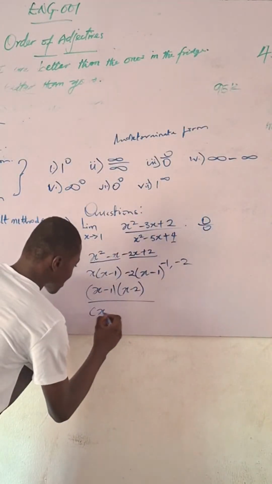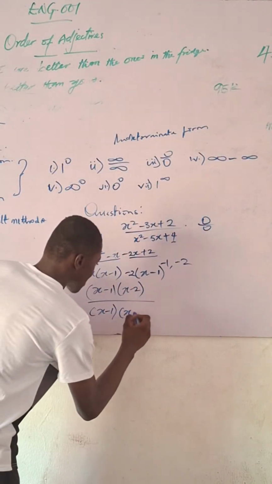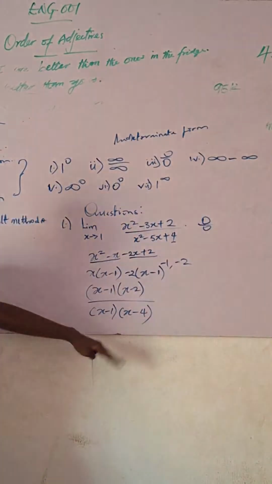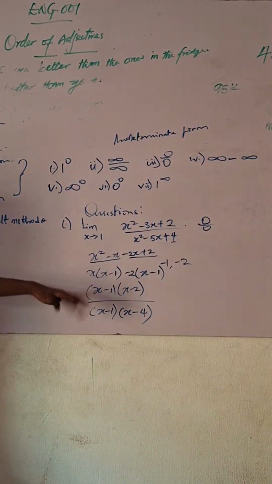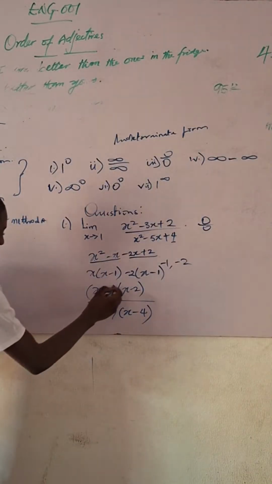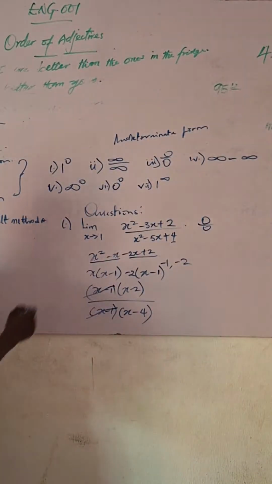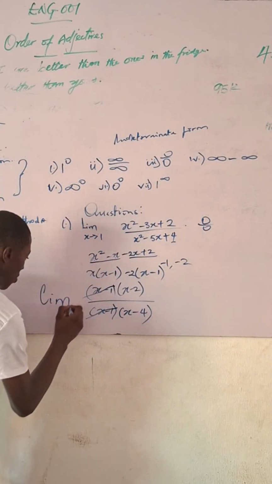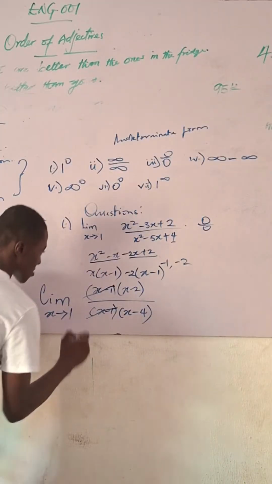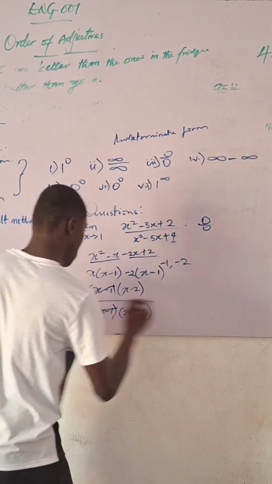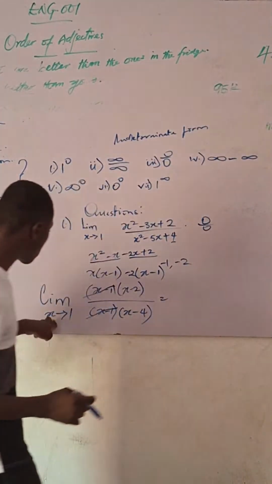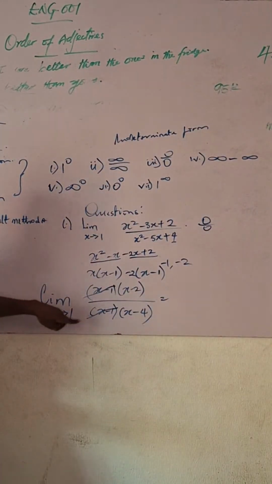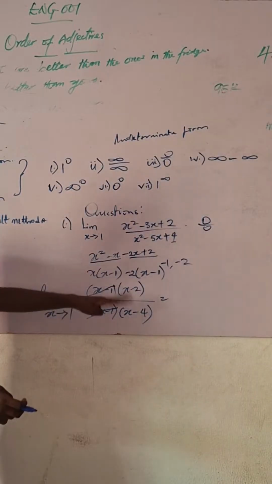So x minus 1 and x minus 4. Those are the two factors, like the factorization. So this can be this. So then we now use the limit of x approaching 1. If I put 1 wherever I see x, I'll do direct substitution with it.